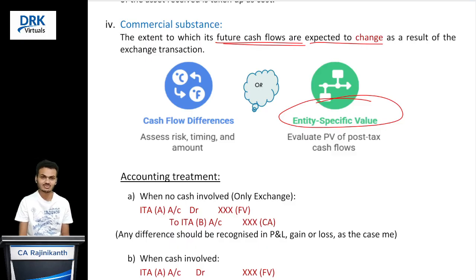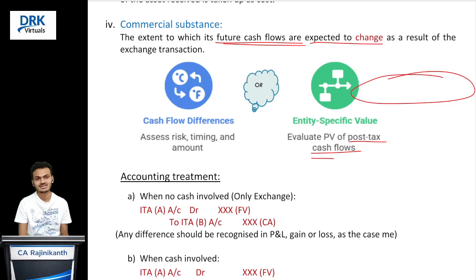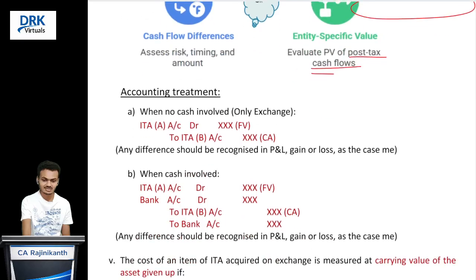Entity specific value. Entity specific value means what? It is the present value of post-tax cash flows generated by that particular asset. If the entity specific value of the two assets is different, yes, you can say that commercial substance exists. Right? So what are the journal entries?